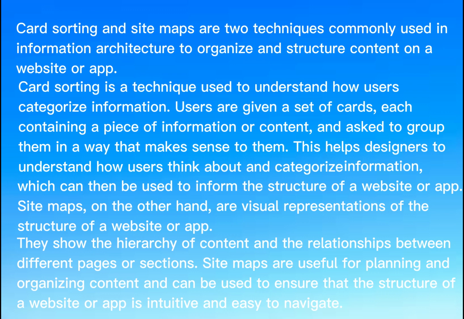This helps designers to understand how users think about and categorize information, which can then be used to inform the structure of a website or app. Site maps, on the other hand, are visual representations of the structure of a website or app. They show the hierarchy of content and the relationships between different pages or sections. Site maps are useful for planning and organizing content and can be used to ensure that the structure of a website or app is intuitive and easy to navigate.